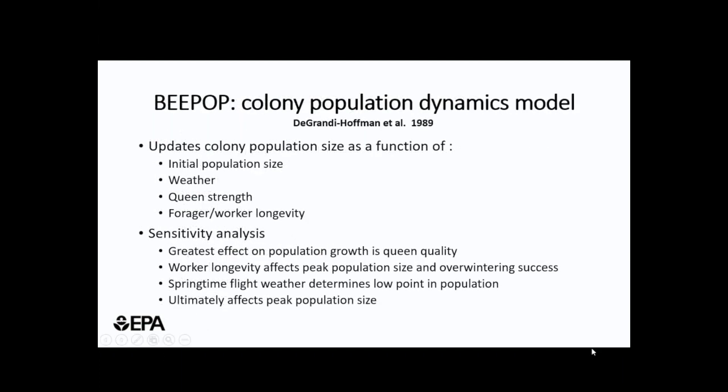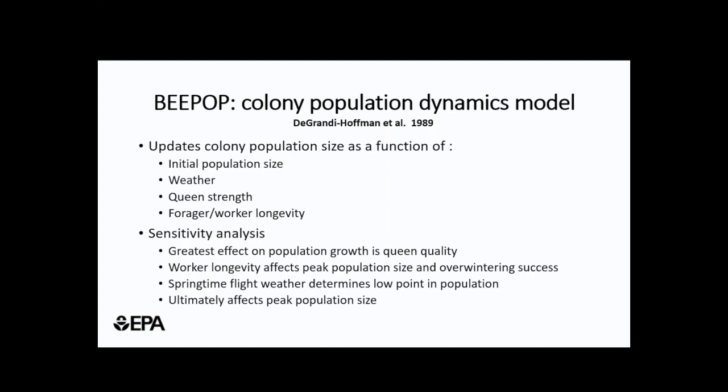So a little bit more about just BPOP, the original version of the model. This model essentially updates the colony population, which is essentially the number of bees within the hive, depending upon how many bees it started out with, the weather that is relevant to that hive, namely whether or not it rains, and the temperature as well. So that influences whether bees are out foraging.